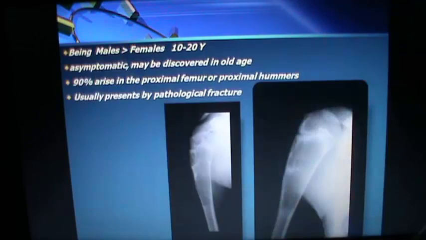The origin of this is something developmental due to stretch of the bone marrow. It's asymptomatic, in teenagers, 10 to 20, males more affected than females, usually presenting with pathological fracture. It can affect long bones, distal tibia, proximal femur, and it can affect the humerus, of course, and it can affect the os calcis.